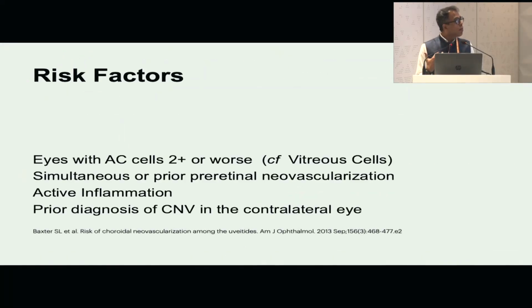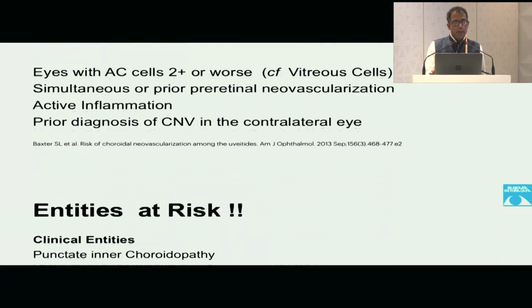Now, if you talk about the risk factors, eyes with AC cells 2+ or worse had a significantly higher 2-year incidence of CNVM. Also, pre-retinal neovascularization, simultaneously or before the diagnosis of CNVM, had more than 3-fold higher risk of CNV compared to eyes with inactive inflammation. These are the patients at higher risk, and you need to understand that sometimes active inflammation or ongoing chronic inflammation can be responsible for the CNVM.